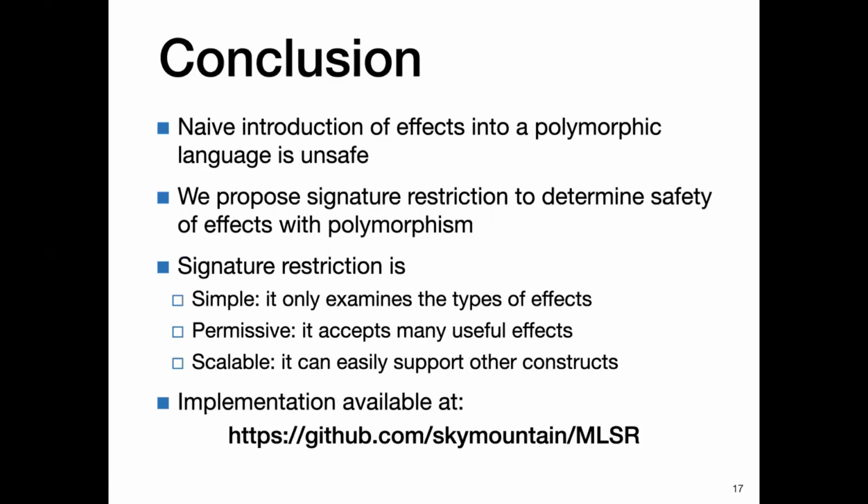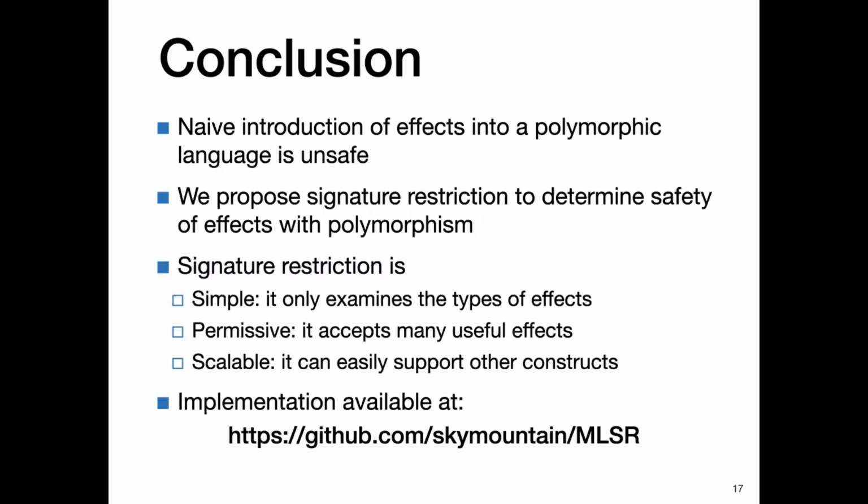Okay, let me summarize this talk. The problem we attack in this work is that naive combinations of algebraic effect handlers and polymorphism may be problematic. To solve these problems, we propose a signature restriction, which is a new approach to determine the safety of effects in a polymorphic setting. And the signature restriction rests only on the properties of bound type variables. So it is very simple. It's just examining the signature of an effect. And it is still permissive and scalable.